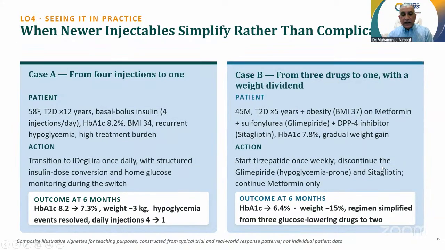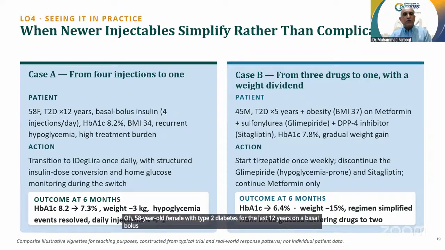So let's make some observations from two cases that I have put together. So patient one is a 58-year-old female with type 2 diabetes for the last 12 years on a basal bolus regime, A1C 8.2, BMI 34. She is having hypoglycemia off and on and thinks that this treatment is a huge burden for her.